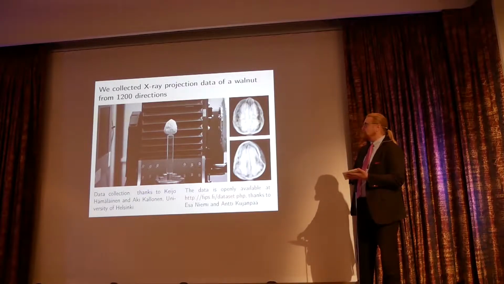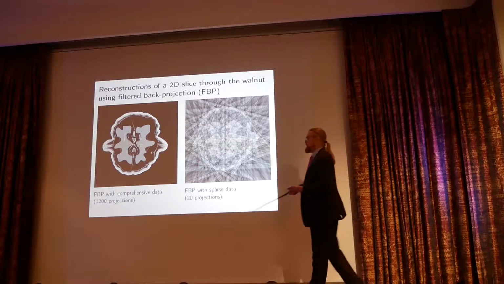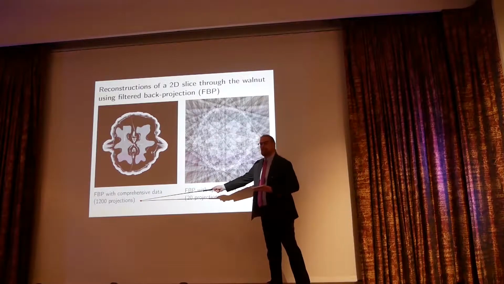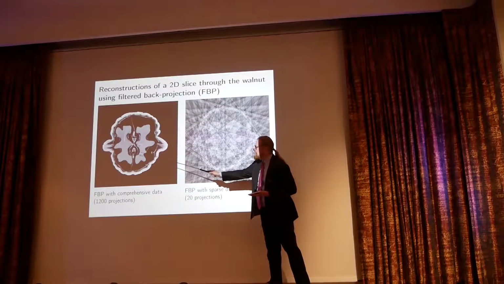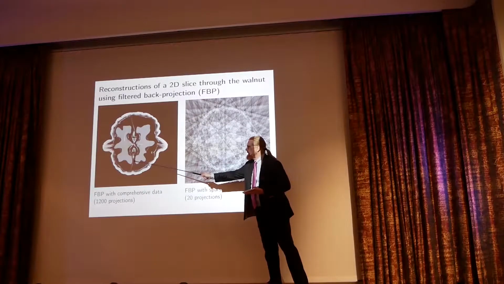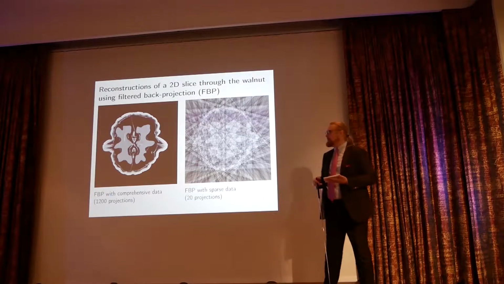What we did, we imaged this walnut from 1,200 directions. And if you use all of these 1,200 directions with very small angular step and you use filtered back projection, you get a very detailed image. You can see these sub-millimeter details, I think this is like 1/10 of a millimeter, or something like this. You can see very fine details.